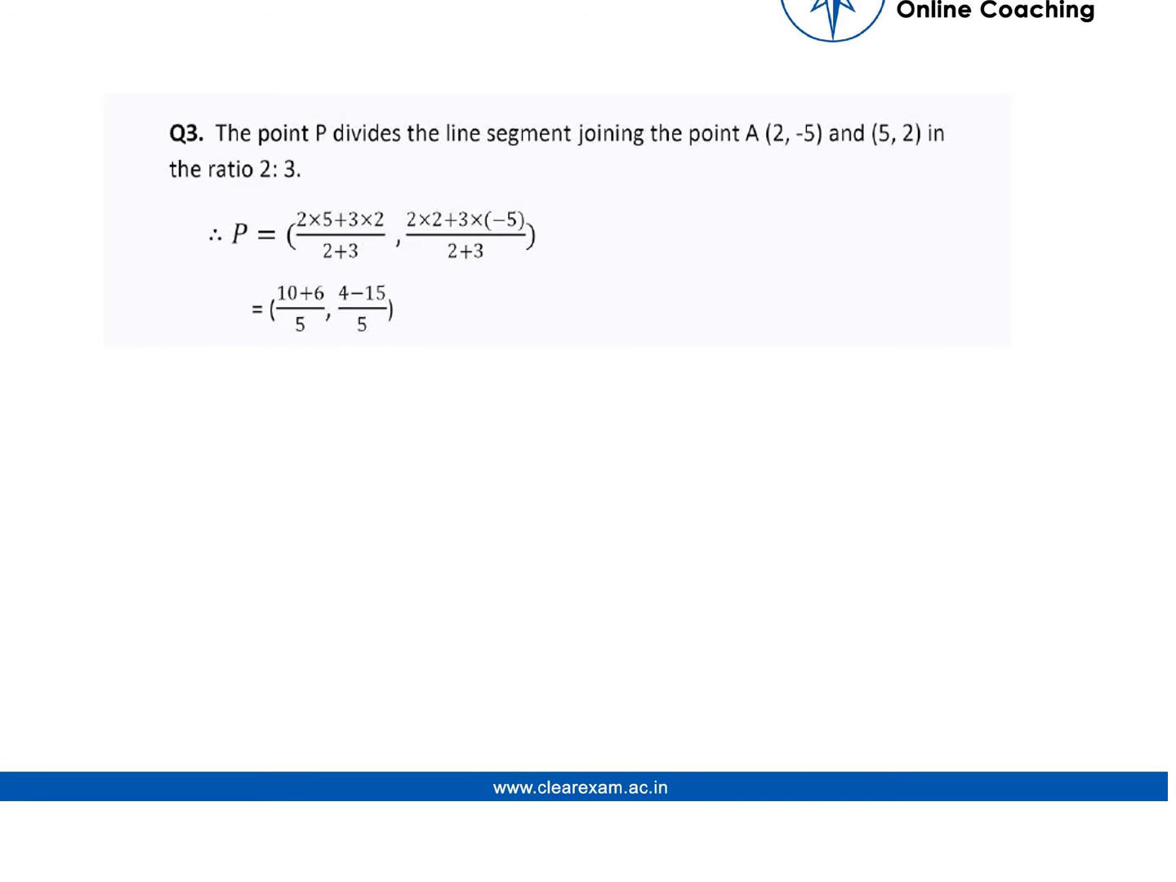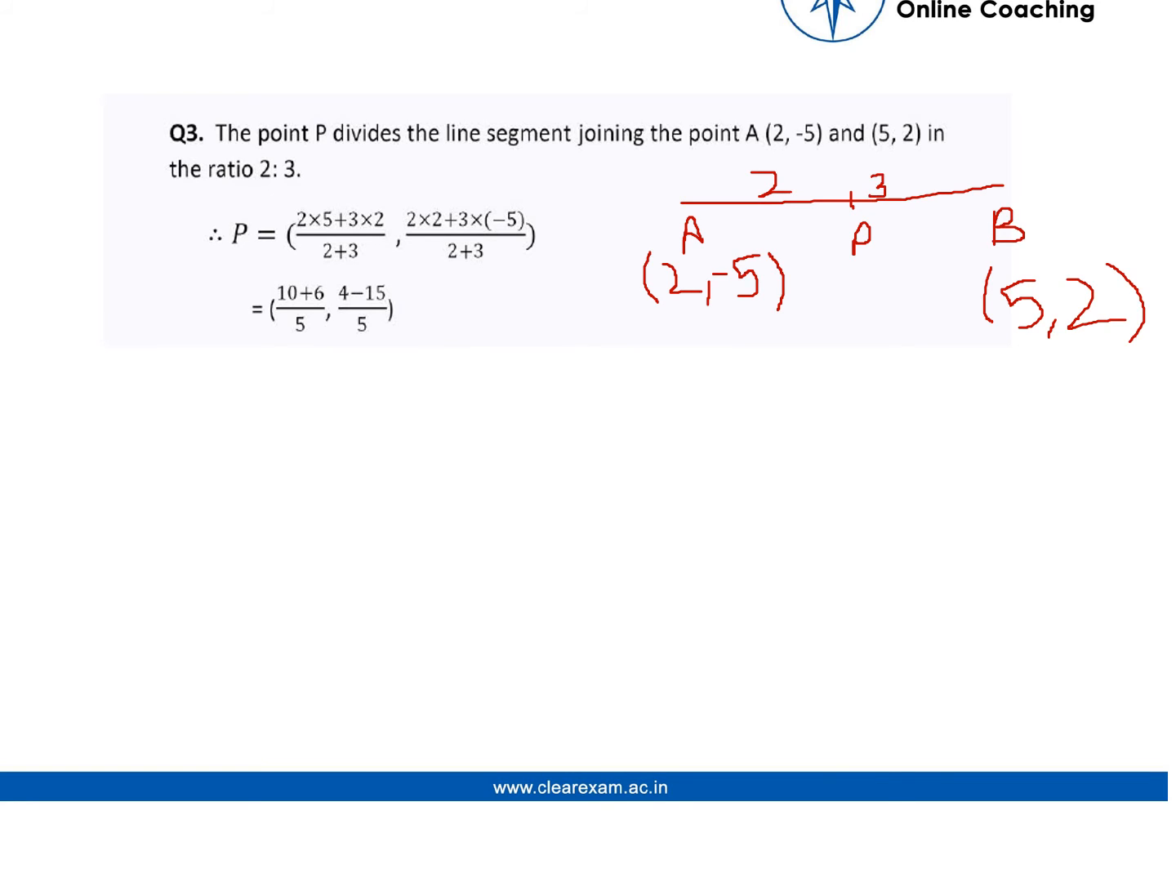In order to answer this question, we must first draw the diagram. So I am given a line segment AB where A has the coordinates 2 and -5, and B has the coordinates 5 and 2. I am given a point P which divides the line segment in the 2:3 ratio.